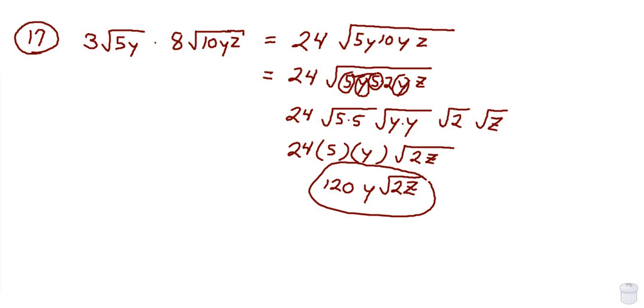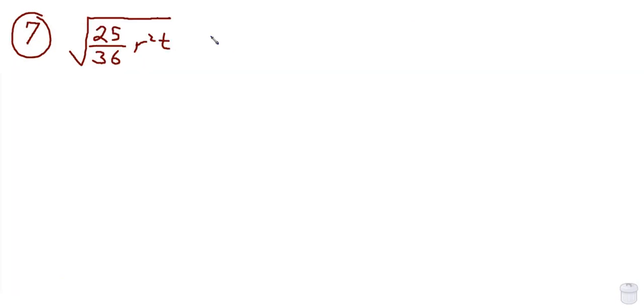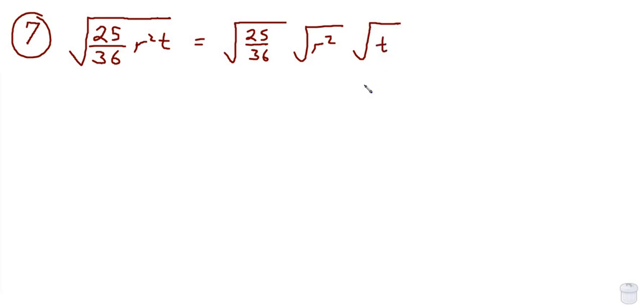Okay, let's take a look at another example. Well, this is an interesting one. We've got the square root of 25/36 times r squared times t. Let's break this apart a little bit. I know by the product rule, I can separate out that fraction, 25/36, as I multiplied it times r squared, and then multiplied that times t. Now look at this square root of 25 over 36. I'm going to use my quotient rule for that one, and I'll call that the square root of 25 over the square root of 36.